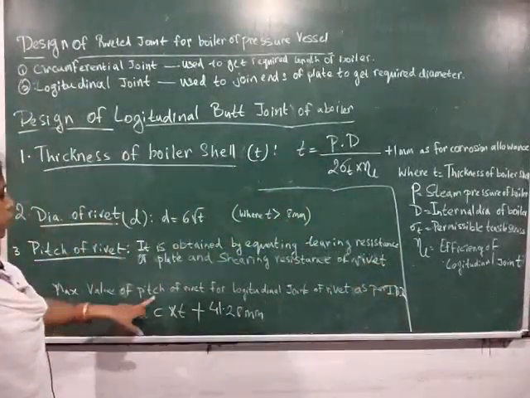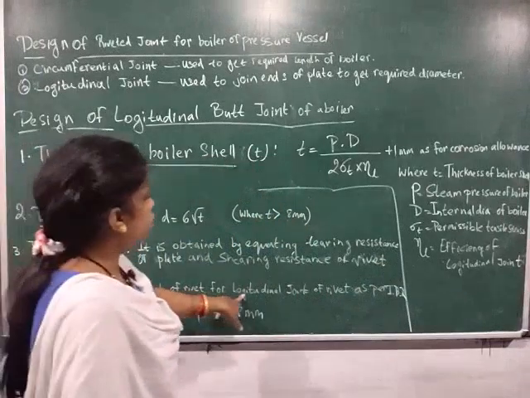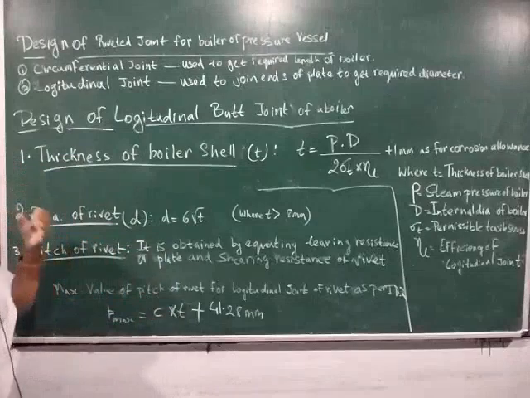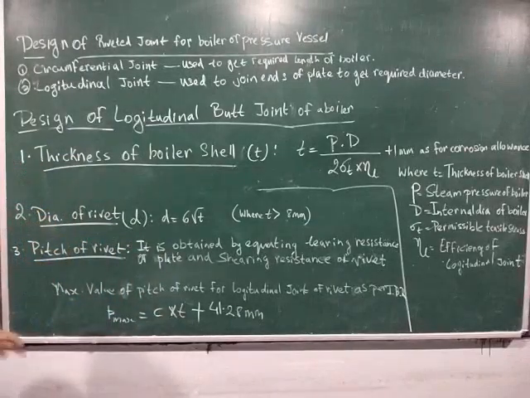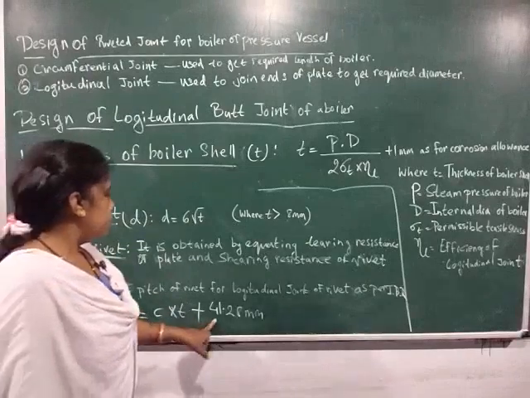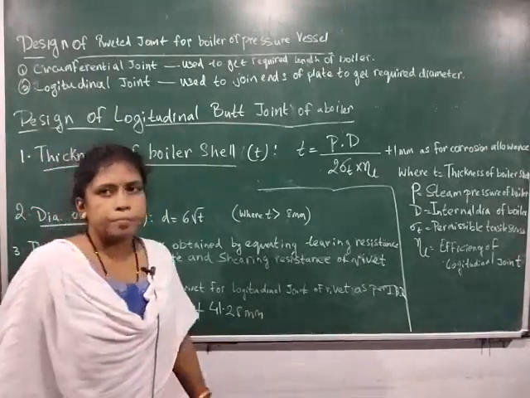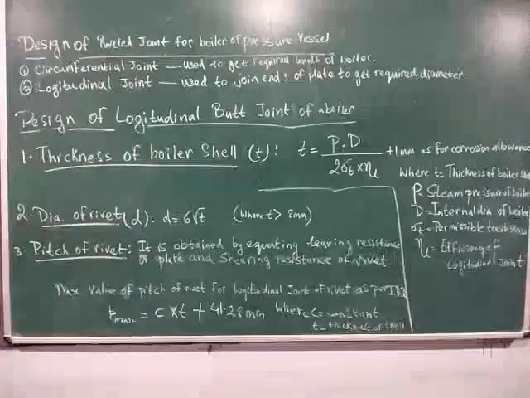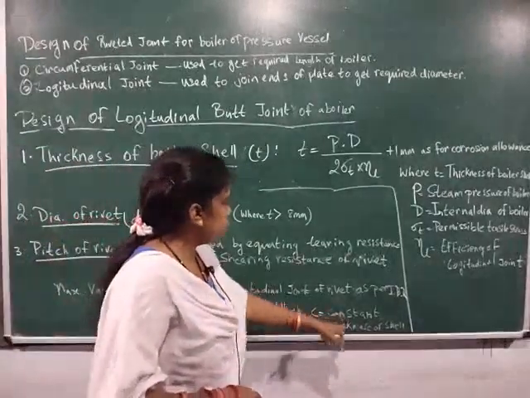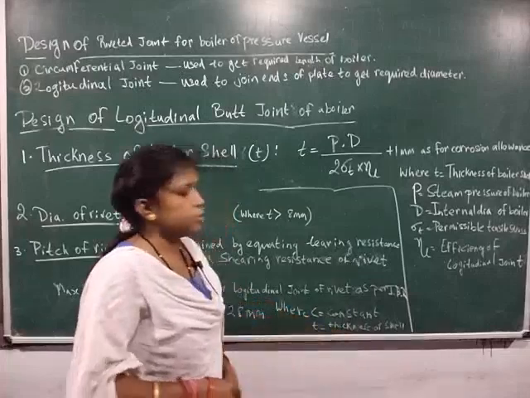Next, the maximum value of pitch of rivet for longitudinal joint as per IBR, that is the Indian Boiler Regulation: P max is equal to C into t plus 41.28 mm, where C is a constant and t is the thickness of shell.